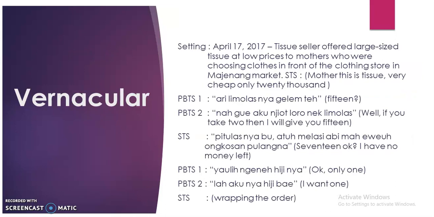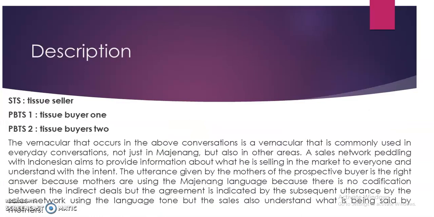Okay, next, vernacular. It is the speech variety used in everyday life by the general population in a geographical or social territory. Let's read this illustration. Okay, this is the description of the conversation. Three of them, STS as tissue seller, PBTS1 as tissue buyer 1, PBTS2 as tissue buyer 2. Three of them use general language to communicate with each other.